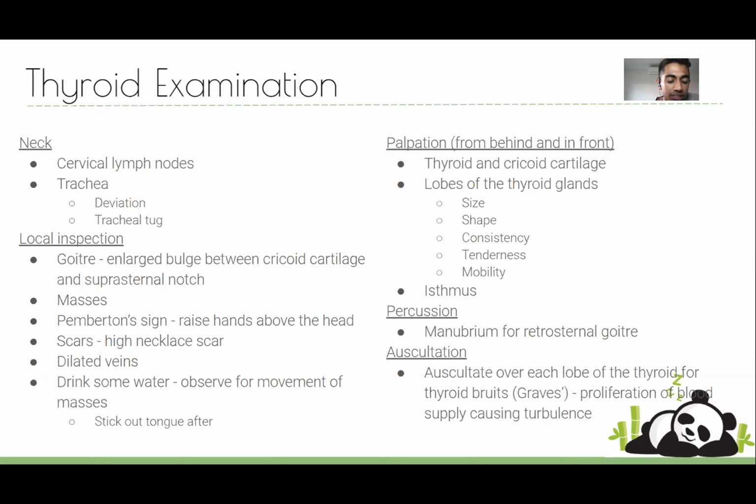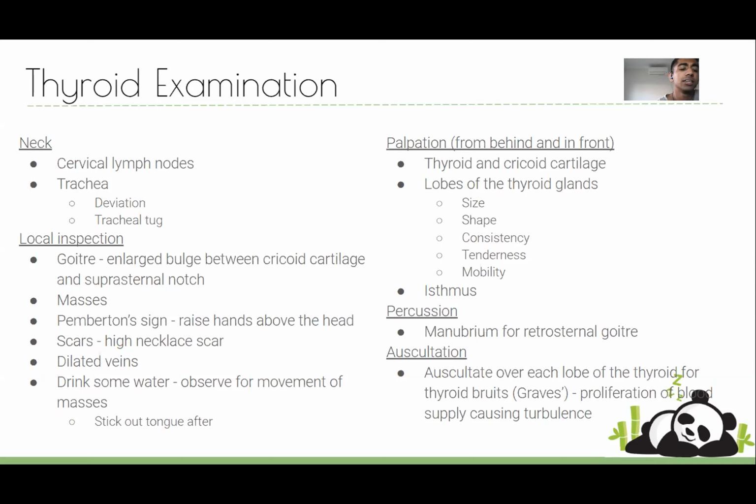We're going to perform Pemberton's sign. So we're going to ask them to raise their hands above their neck, looking for any obstruction, SVC obstruction, any dilated veins in the neck, any redness in the neck. We're going to be looking for any necklace scars. So that's indicative of a previous thyroidectomy or thyroid surgery in general.